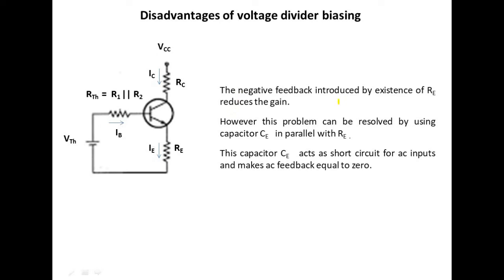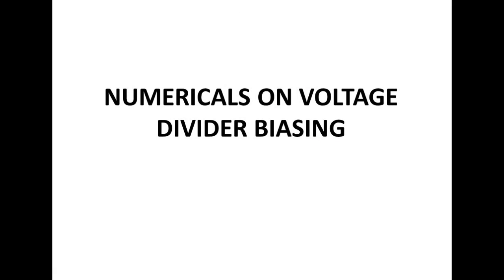The negative feedback introduced by existence of RE reduces the gain. However, this problem can be resolved by using capacitor CE in parallel with RE. This capacitor CE acts as short circuit for AC inputs and makes AC feedback equal to 0. Now numericals on voltage divider biasing.